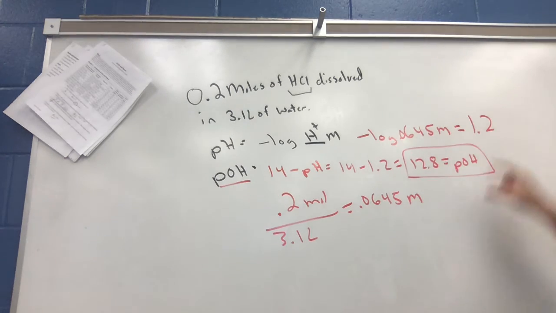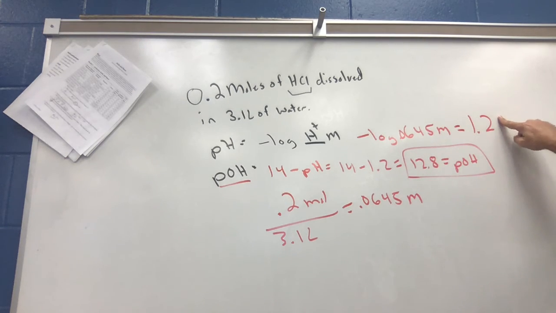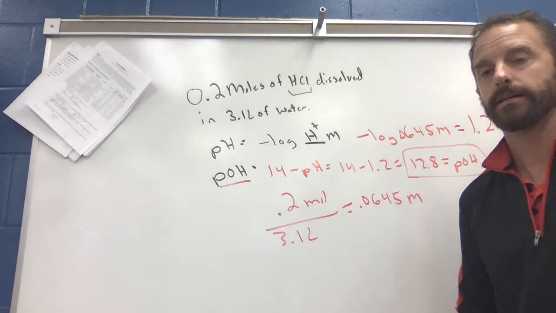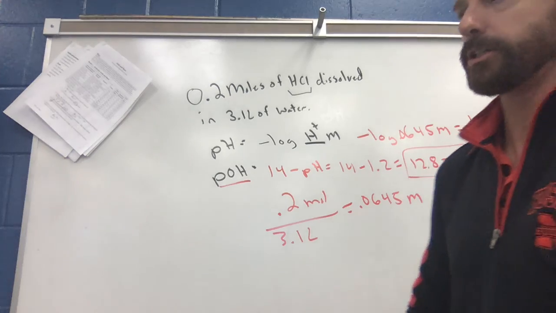So that means these two are telling me the same thing, right? A low pH is acidic, a high pOH is acidic, right? The pH scale is significantly more common to use, right?